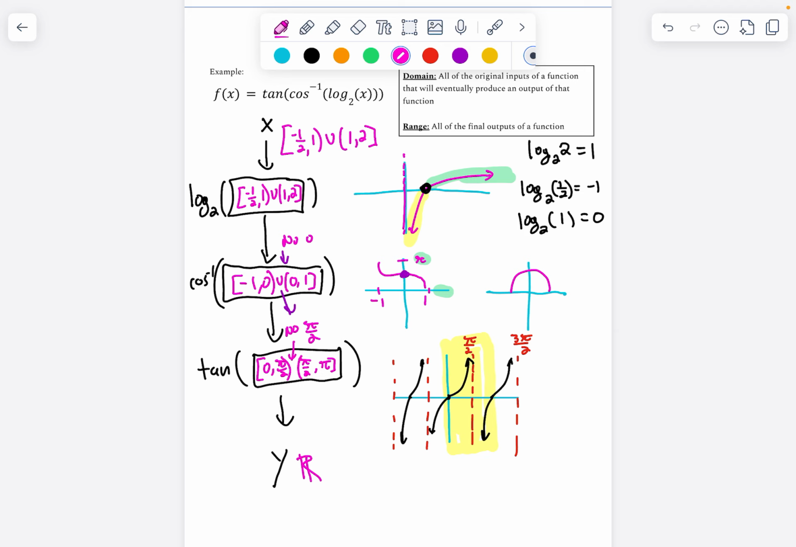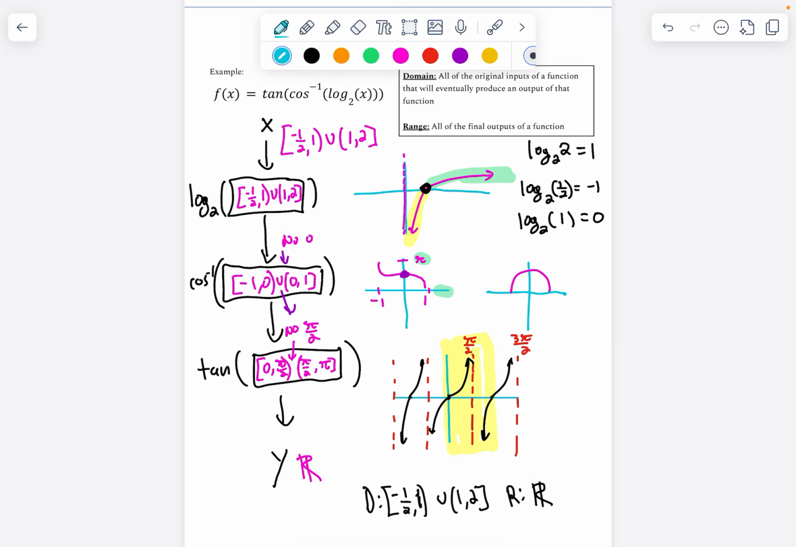Okay, and that's good. And so then our final domain is -1/2 to 1, and 1 to 2. And our final range is all real numbers.